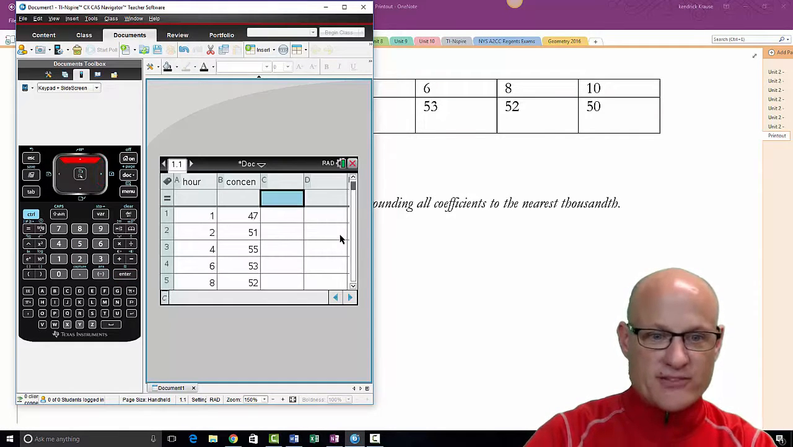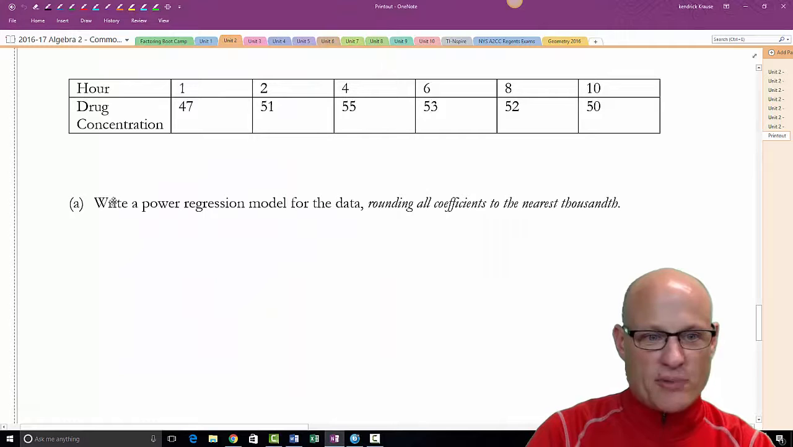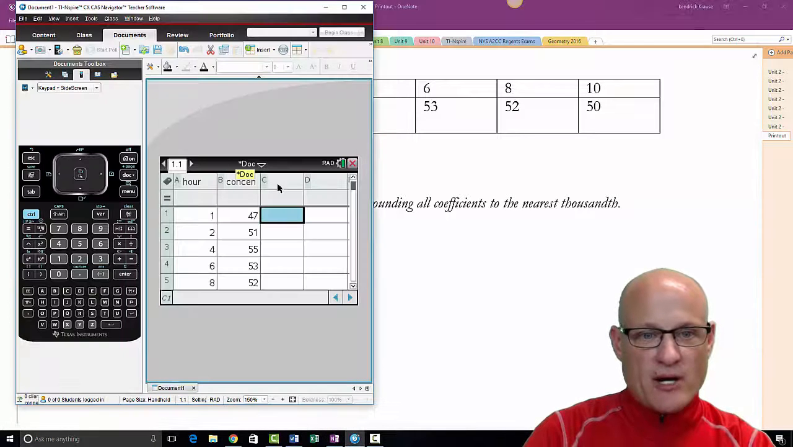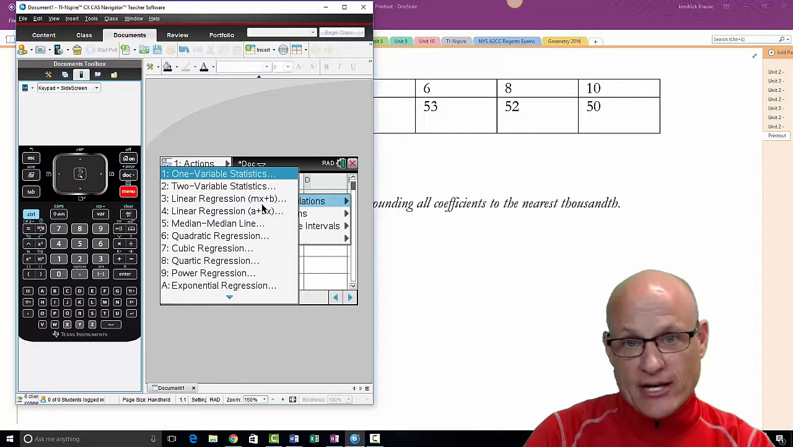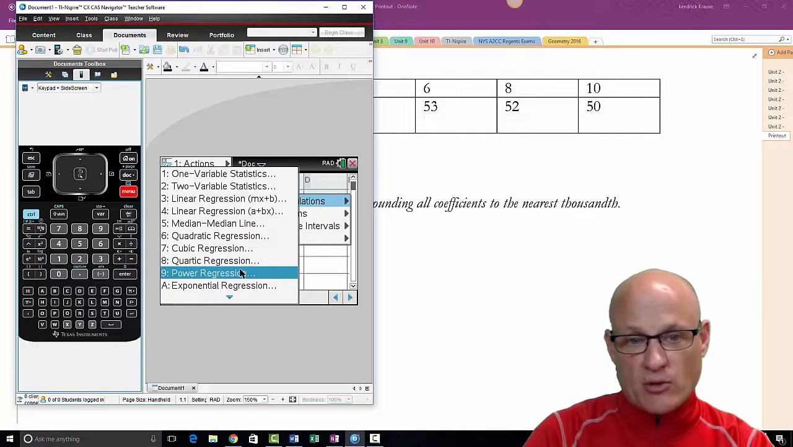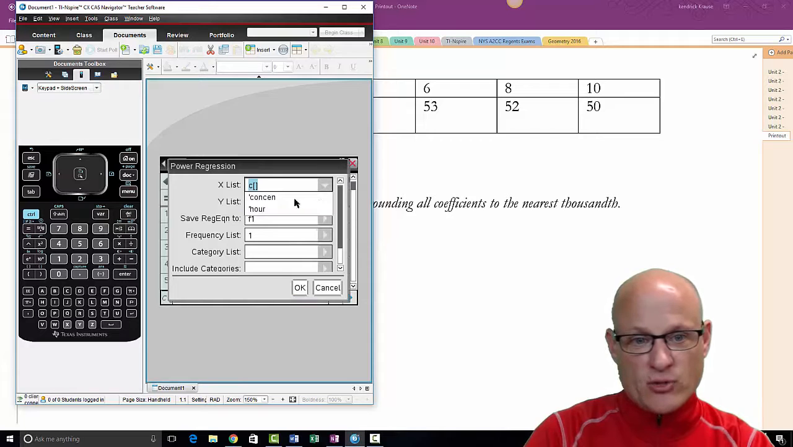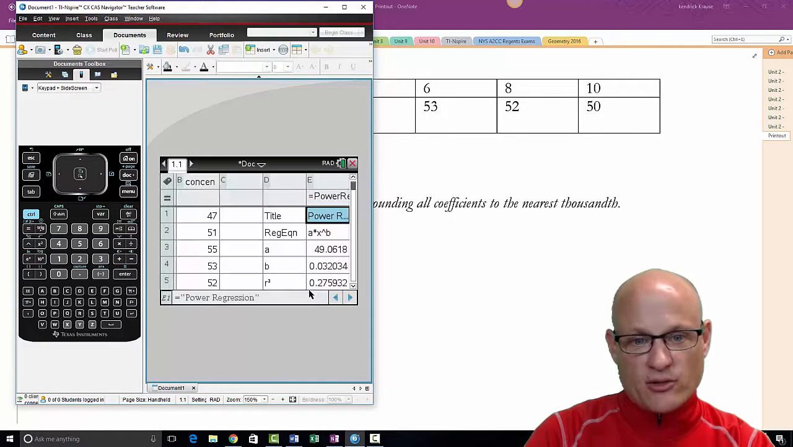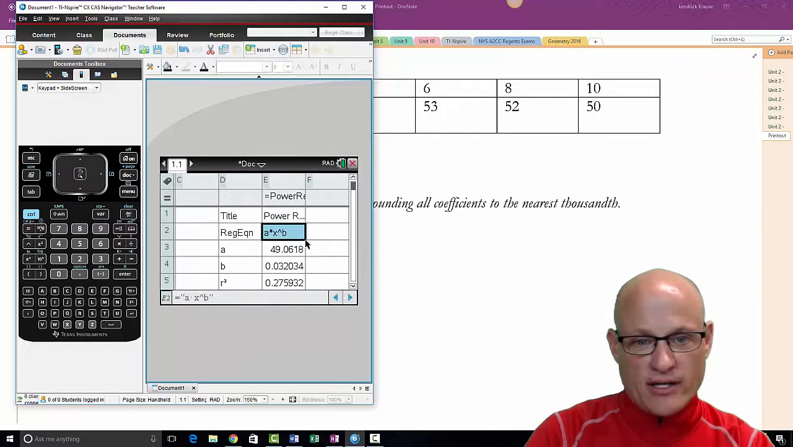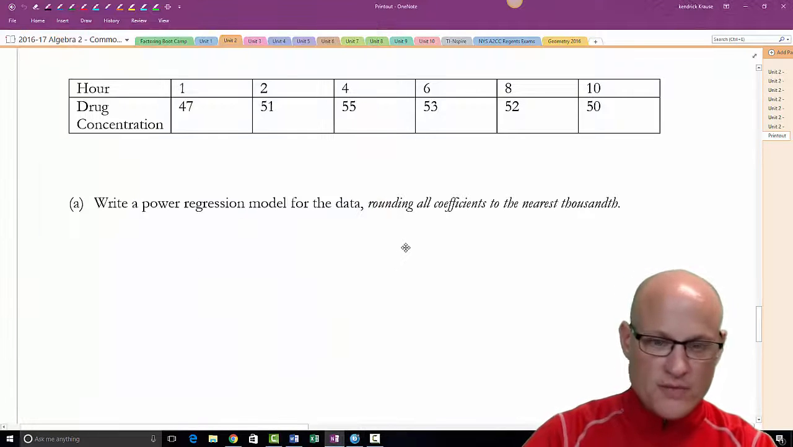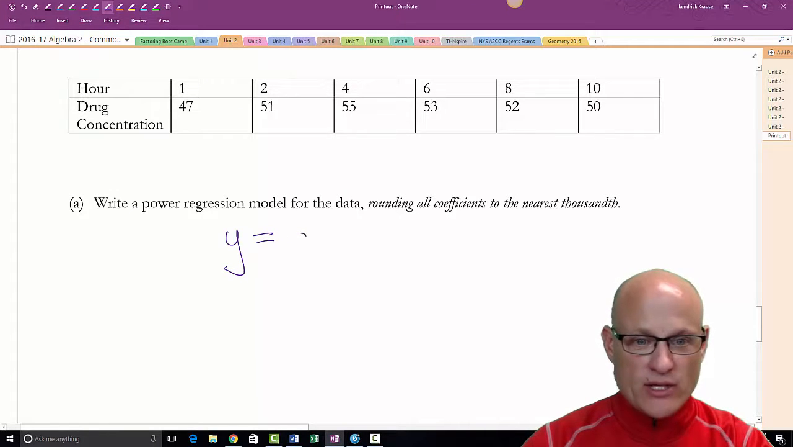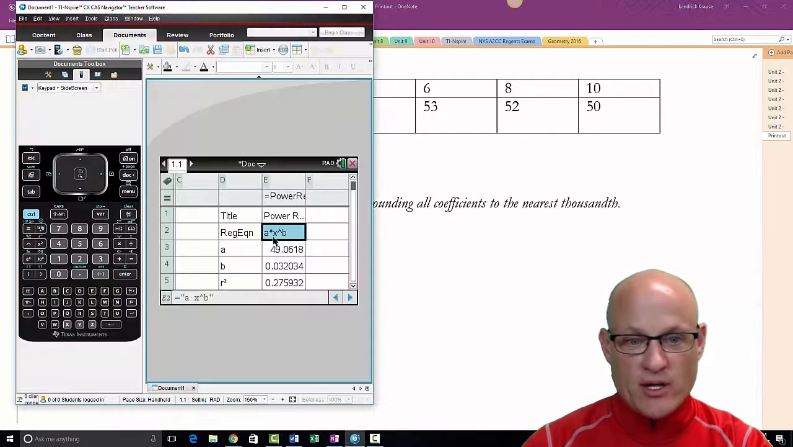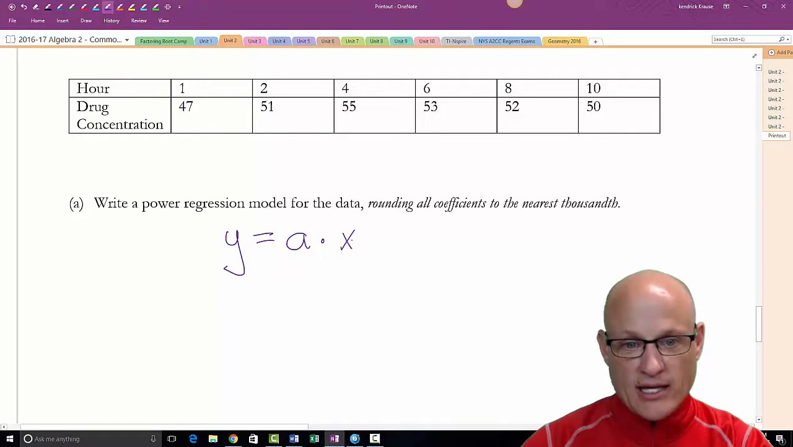So it says to do a power regression. So I'm going to do a power regression. I go to Menu, Statistics, Stat Calculations, and down here to Power Regression. My X value was hour. My Y value is concentration. Just click OK. There's the equation right there. But don't forget, you need to write Y equals A times X to the B.